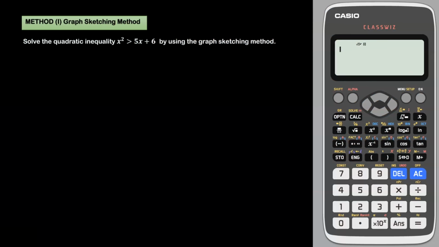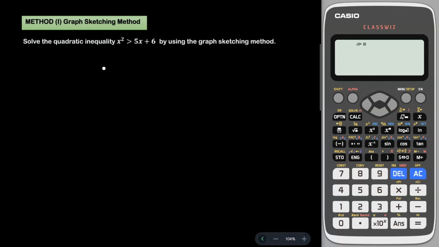Method 1 is graph sketching method. Let's look at this question. Solve the quadratic inequality x squared more than 5x plus 6 by using the graph sketching method. So first, I'm going to write down the question. x squared more than 5x plus 6.